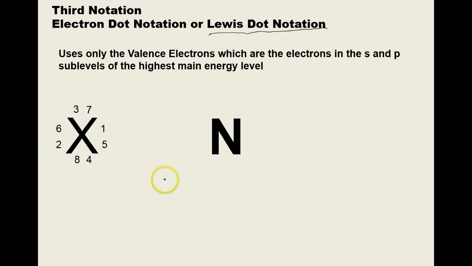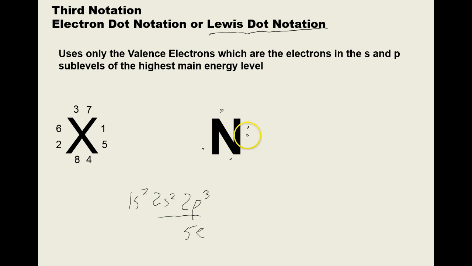We use the symbol for nitrogen, and nitrogen's electron configuration notation was 1s2, 2s2, 2p3. All right, and we underline that. So how many valence electrons do we have? We have 5. So in our electron dot notation, we want to put our first electron in the first position, second, third, fourth, and in the fifth position. And when you start pairing the electrons, you want to put the electrons close together.